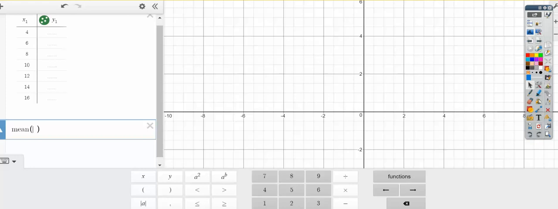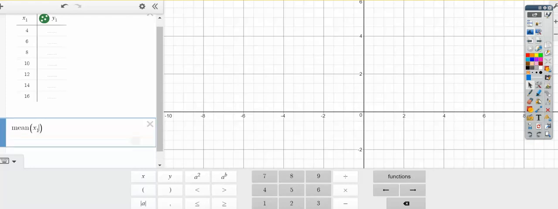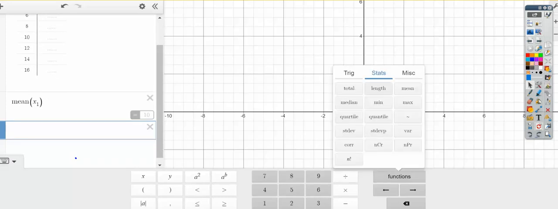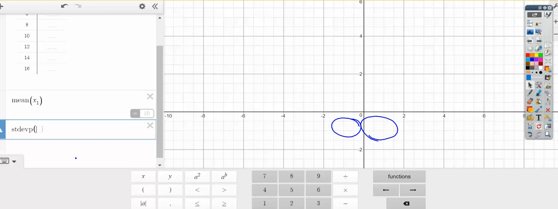So how I get X1 is I type X, and then I press 1. And notice right here it tells me my mean is 10. If I wanted to calculate the standard deviation, I would go to functions, I would go to stats, and notice I have two different types of standard deviations. I have standard deviation and I have standard deviation P. We're going to focus on standard deviation P in this class.